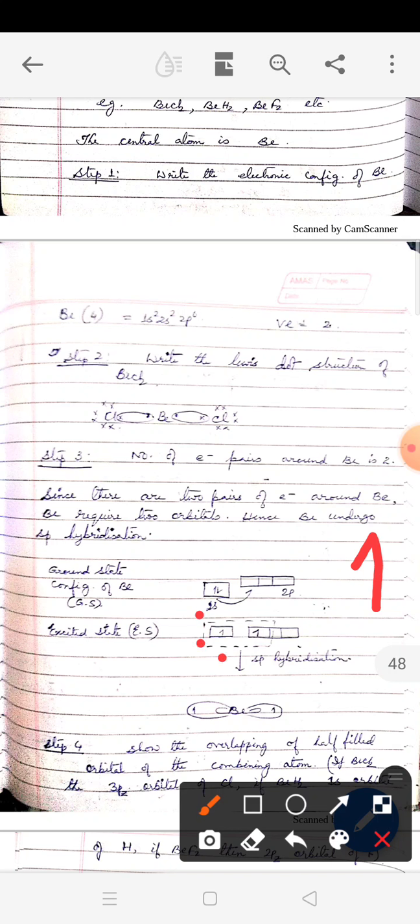Now with dotted lines, I show the orbitals which are undergoing mixing. You can see the dots I have drawn in such a way in the diagram in the book, in your notes. The s orbital is undergoing mixing with one of the p orbitals. So I have drawn only one box inside the dotted line. So here we write sp hybridization.